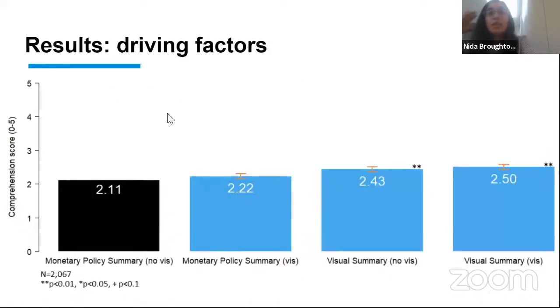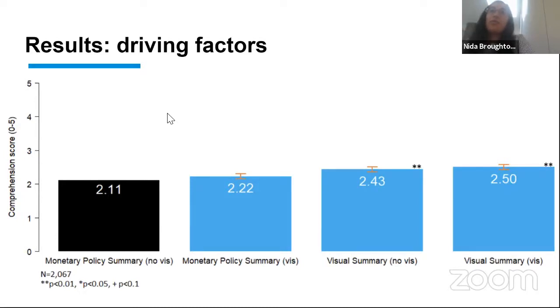And what we find is that actually visuals, even though it's called the visual summary, were not really the main driving effect of the improvement in comprehension. You can see this by comparing the first 2 bars on this chart, where we take the complex monetary policy summary and we put the visuals in it. And you see there's barely any difference in the comprehension score as measured out of 5. You can also see it on the right-hand side of the chart with the visual summary when we swap the visuals in and out.